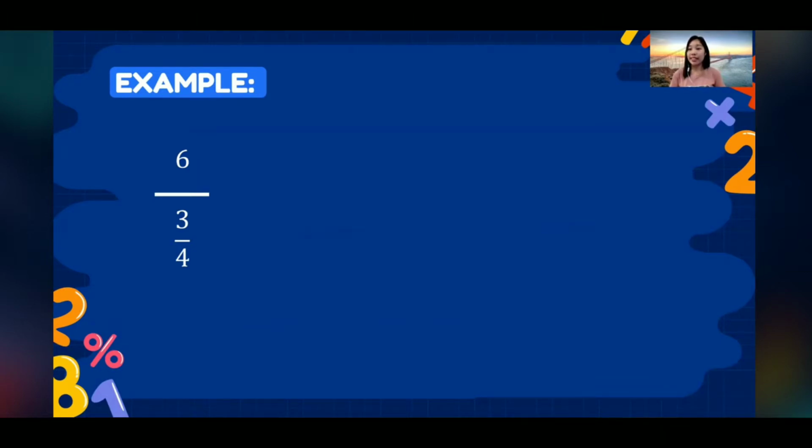6 over 3/4. So we have 6. And 6 is a whole number, right? So how are we gonna make 6 a fraction? Wonderful. We will just simply put 1 as its denominator. So, just like what I told you earlier, the first thing to do is to write the first fraction. This one will be 6/1. And then, we will change the line to division symbol. And then 3/4 will be our second fraction. And then, we will divide it already.